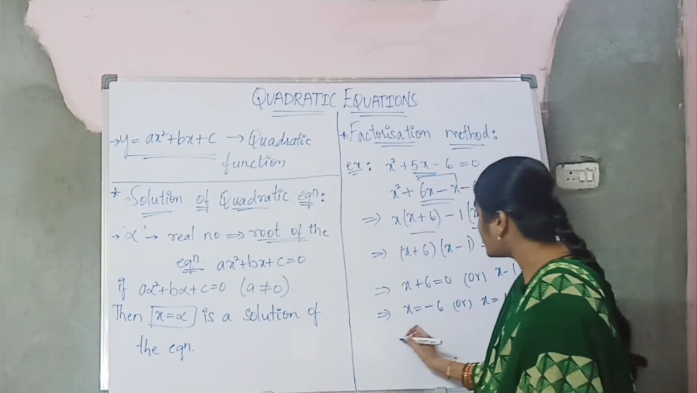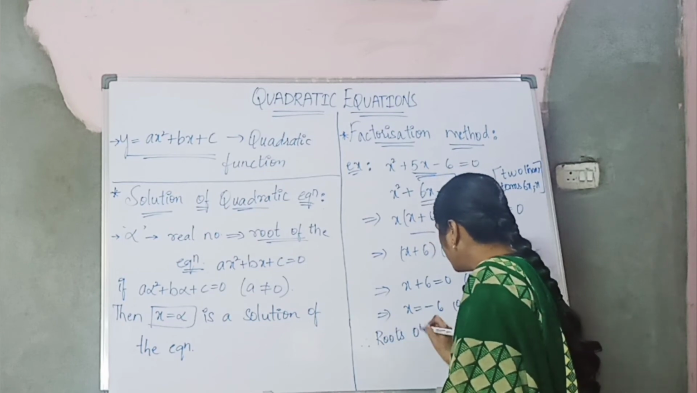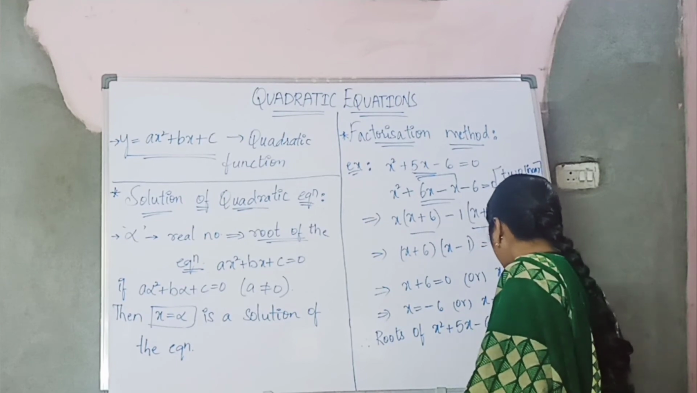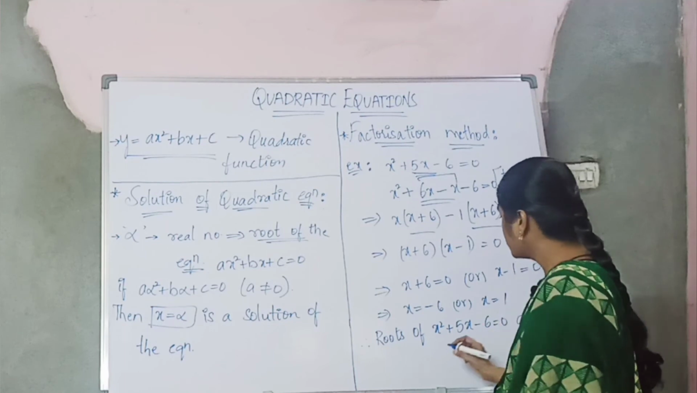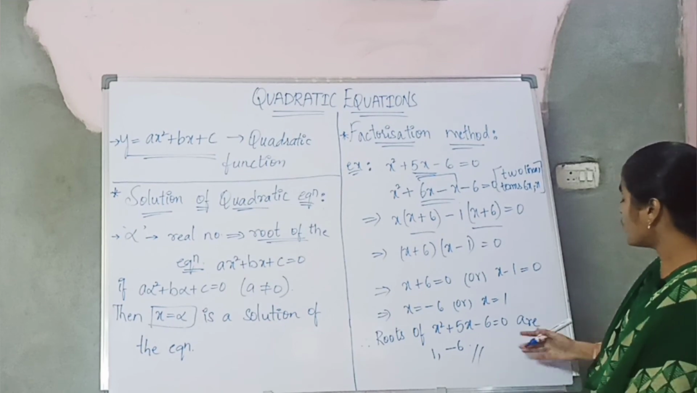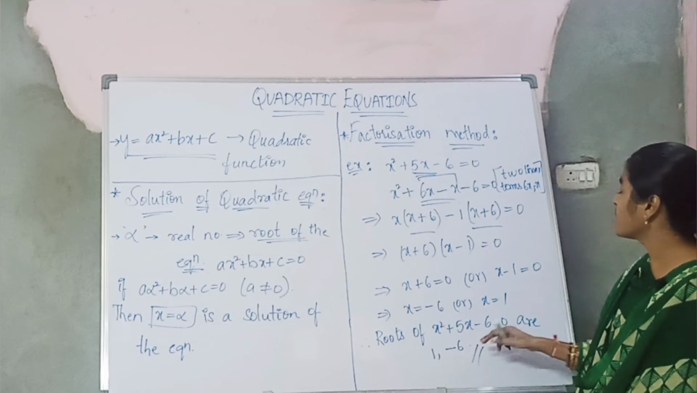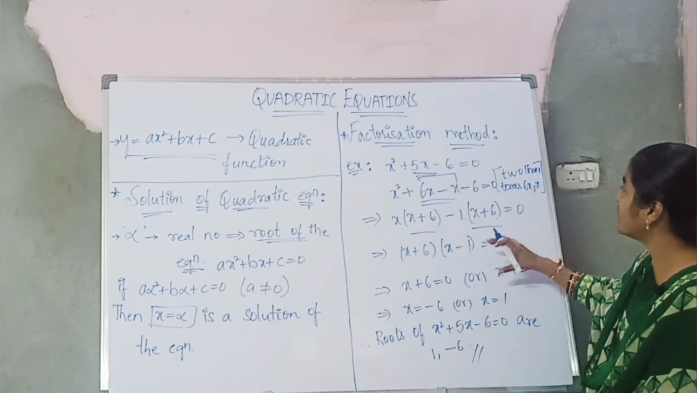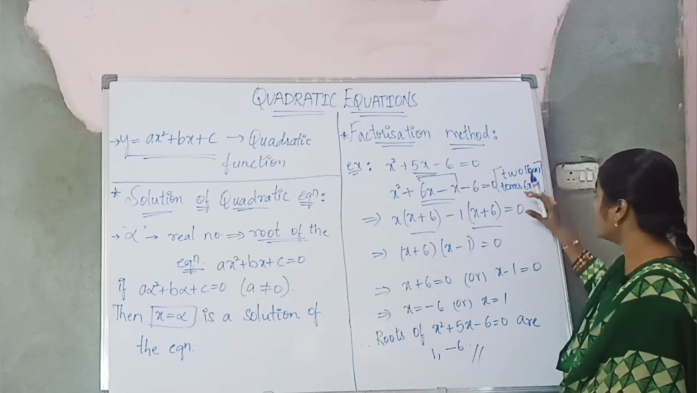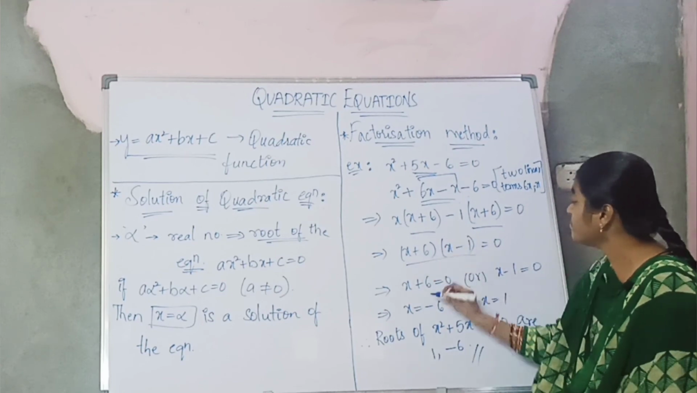So what are the roots of this equation? Therefore, roots of x square plus 5x minus 6 equals to 0 are 1 comma minus 6. This is the solution. So in this factorization method, first we have to take two linear terms. What are the linear terms here? 6x and minus x. After taking these linear terms, we are equating each linear factor to 0.